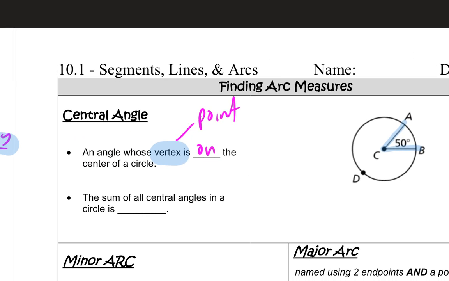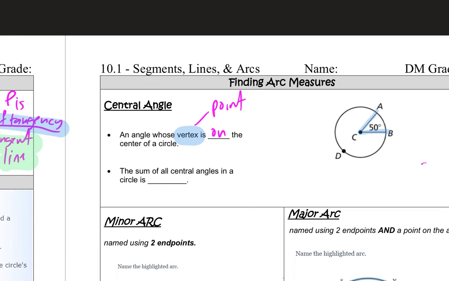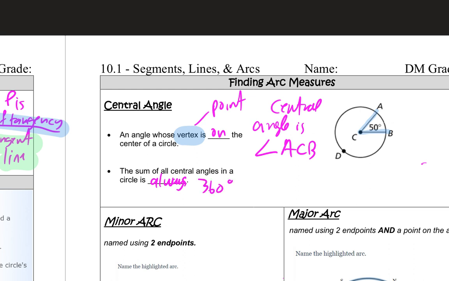Okay. So on this one, the central angle is angle ACB. Now, here's the deal. The sum of all the central angles of a circle, so if we add up all these around, is always 360 degrees. We know in a circle, if we go all the way around, it is 360 degrees. So keeping that in mind, let's talk about how we can utilize those.